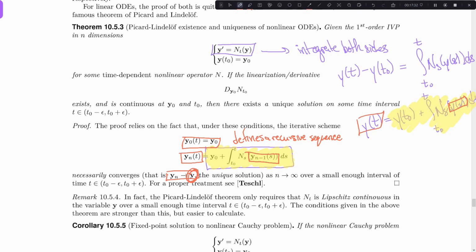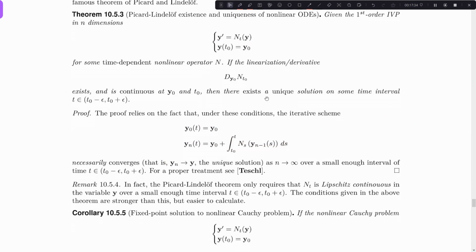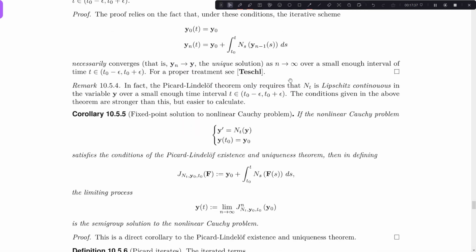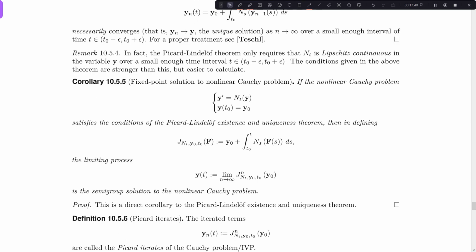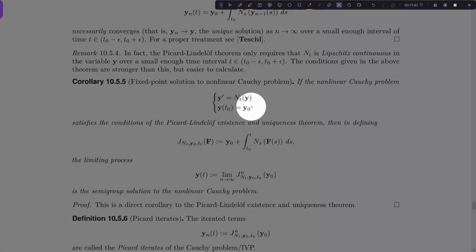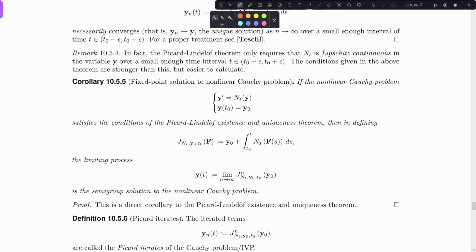So this recursive sequence is very important, and that's where the corollary shows up, the fixed point solution to the nonlinear Cauchy problem. What the corollary says is I can solve a nonlinear Cauchy problem. So here's the nonlinear Cauchy problem. I can actually solve it in a limiting procedure using the behavior which I defined above. This is me just integrating both sides and adding the initial condition. So if I define that as an operator J, it's a nonlinear operator.